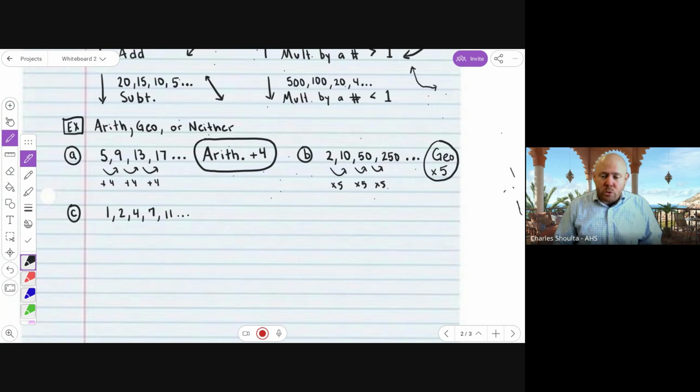Well, to keep the video short, I'm just going to say it's neither. To go from 1 to 2, we could go plus 1, or we could do 1 times 2 is times 2. Those are the ways to go from 1 to 2. Okay, now look, to go from here to here, it'd be plus 2. And this would be times 2 as well. So now what we can say is it can't be arithmetic because it's got to be the same. But now let's look at this.